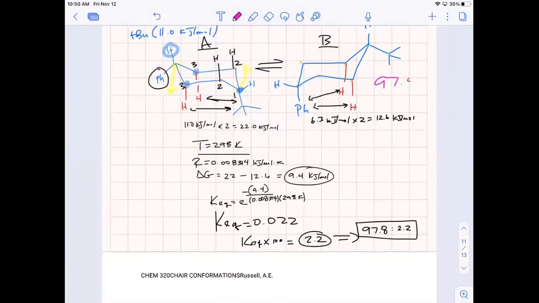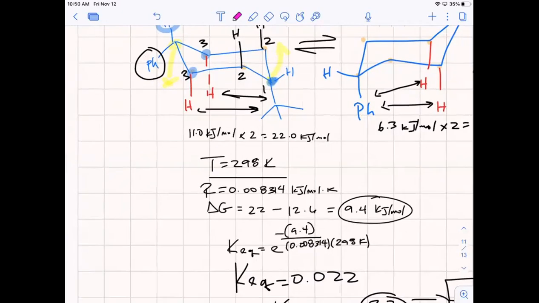And the only reason we know that is because B is lower in energy. The energy for phenyl to be axial and for it to have those two interactions is 12.6. And this is at room temperature. And then on the other side is what?